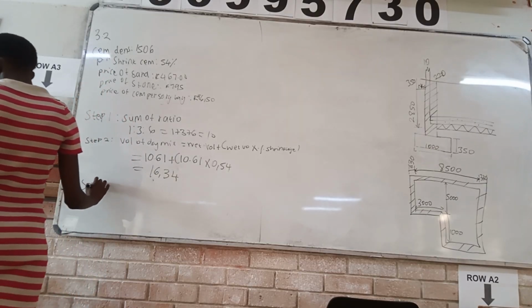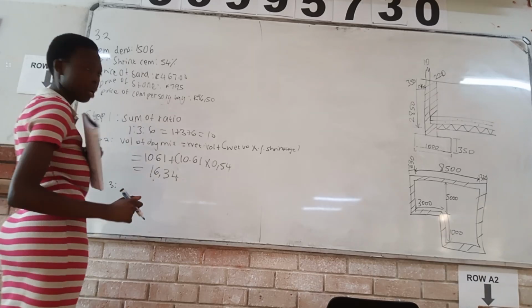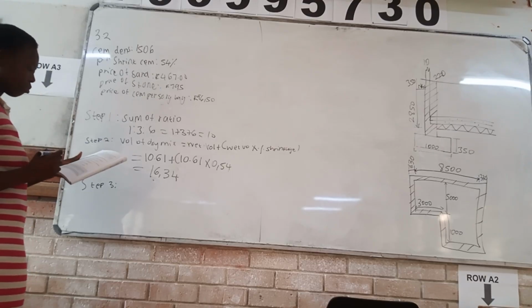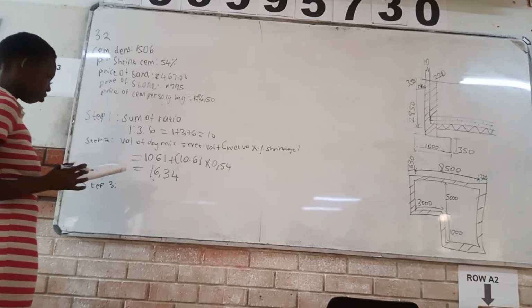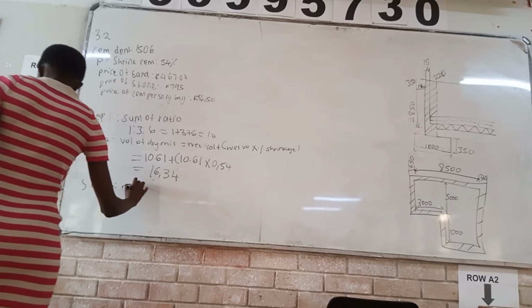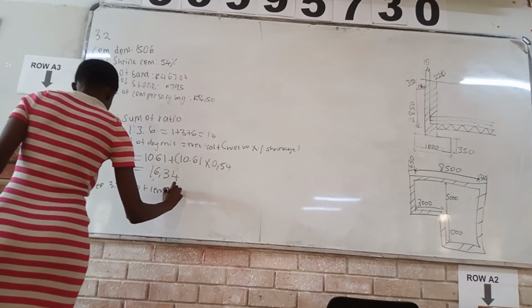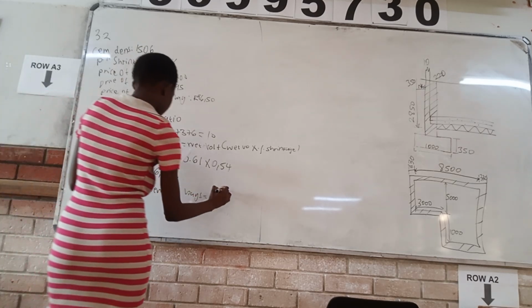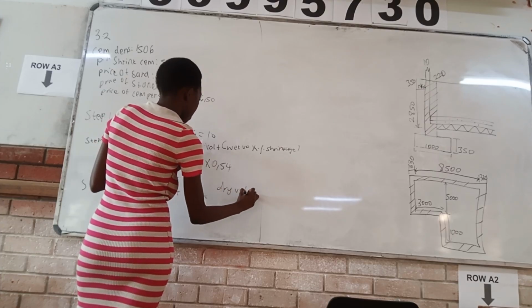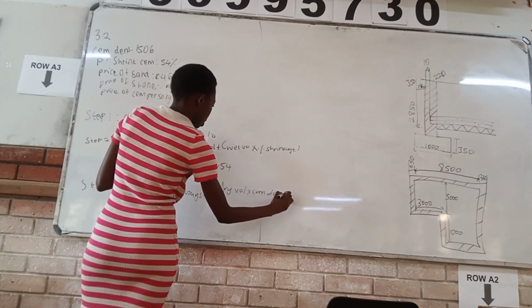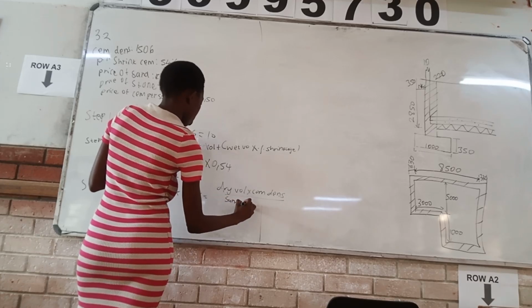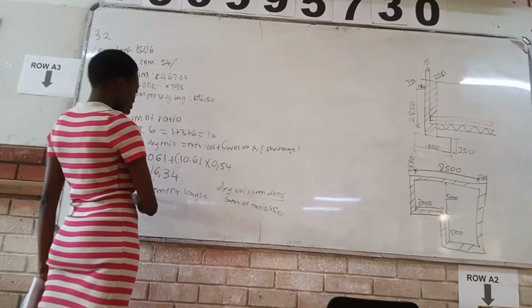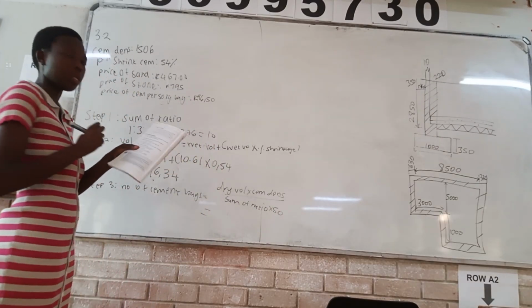Step 3, number of cement bags. The formula for number of cement bags is dry volume multiplied by cement density, divided by sum of ratio, multiplied by 50. This is the formula from page 176 again.